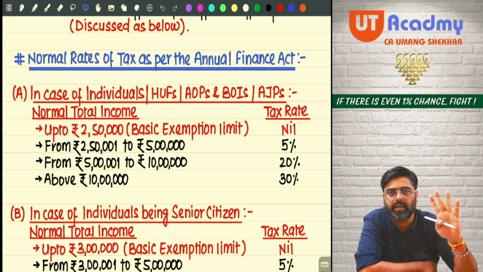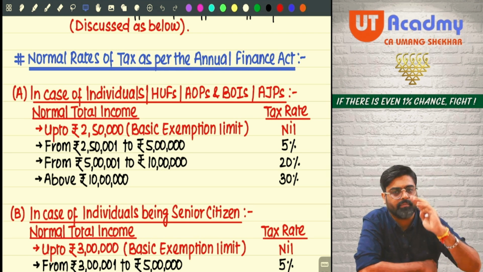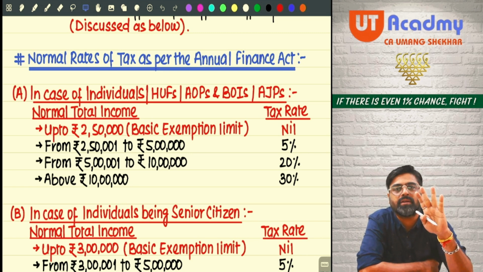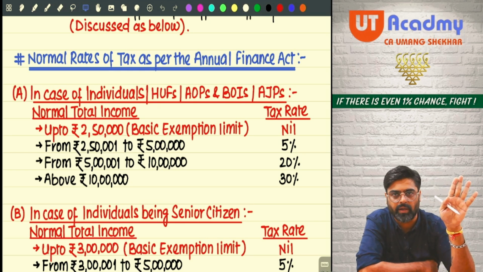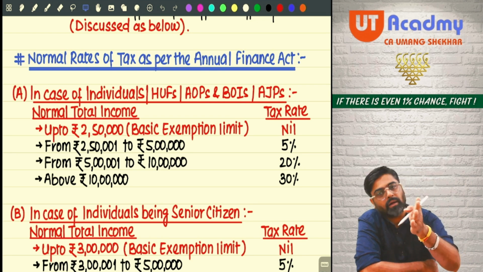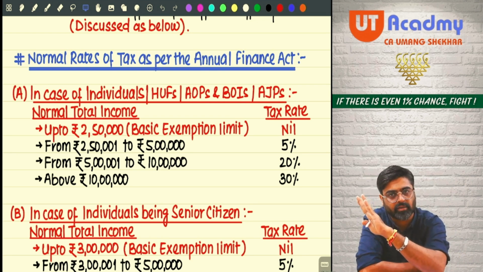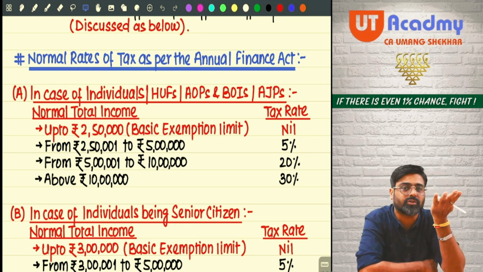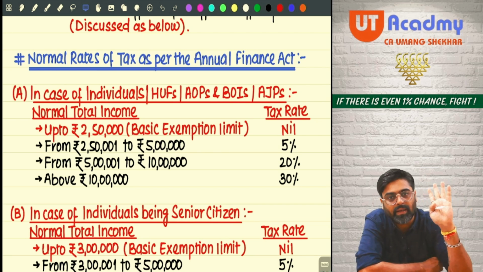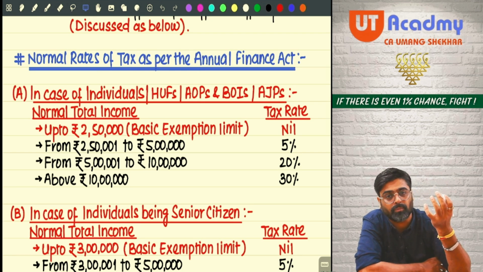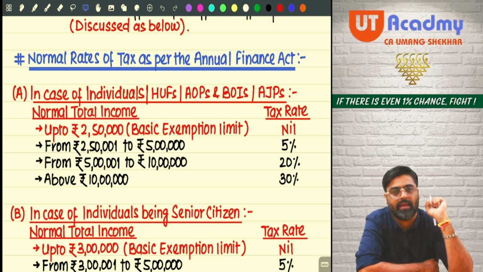I hope you are understanding. So, for example, your total income happens to be 12 lakhs. And by total income, I mean normal total income. In your total income, special incomes will be taxable at special rates. But after special income, the balance total income which remains is 12 lakhs. Example. So, on that 12 lakh, how much tax will you pay? You are supposed to divide this 12 lakh in these 4 slabs.